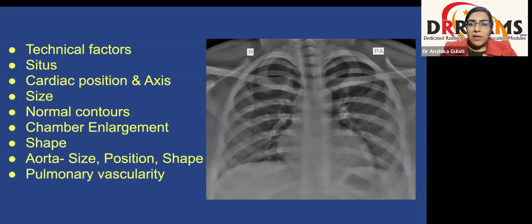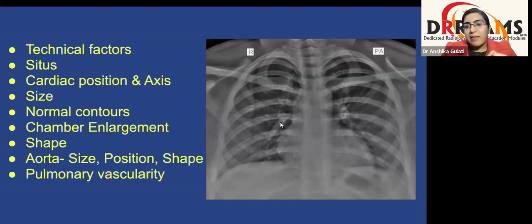And finally, commenting about the pulmonary vascularity, the main pulmonary artery, after arising from the right ventricle, divides into right and left branches, which further divide into ascending and descending branches. So this is the descending branch of right pulmonary artery. Whenever there is increased flow to the pulmonary artery or pulmonary artery hypertension, there is dilatation of these central pulmonary arteries.